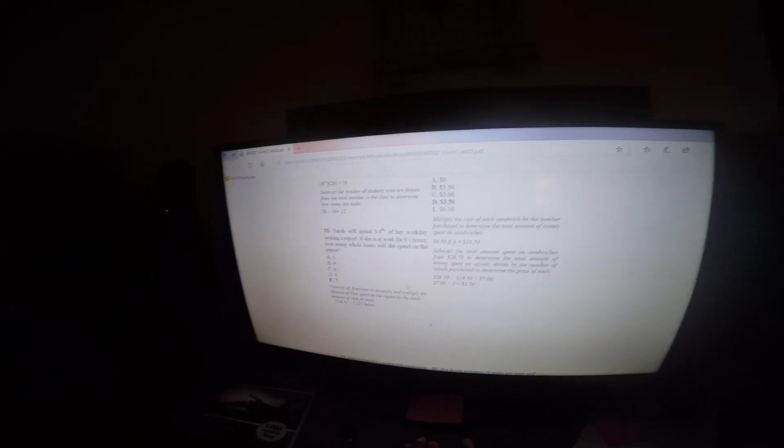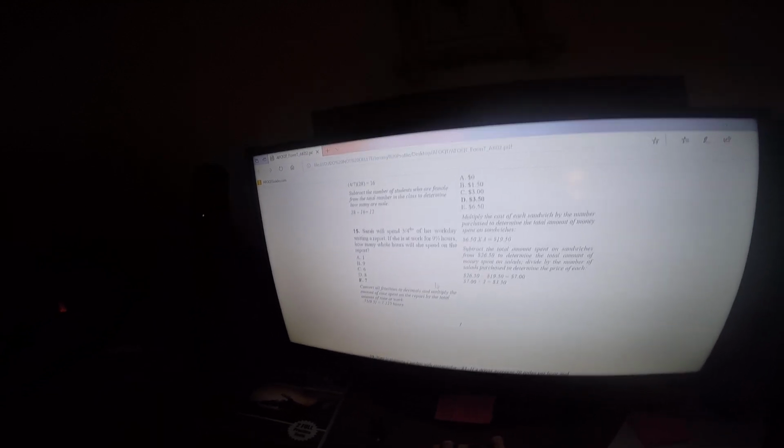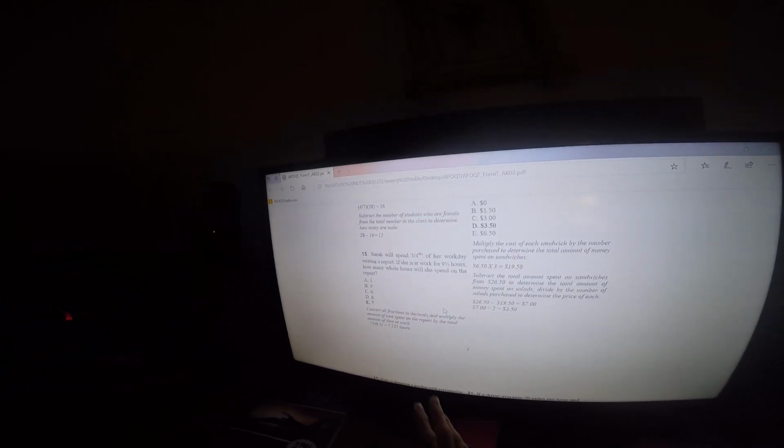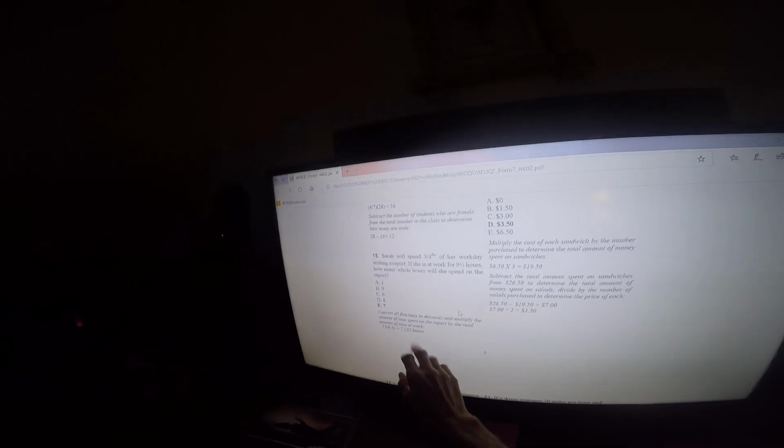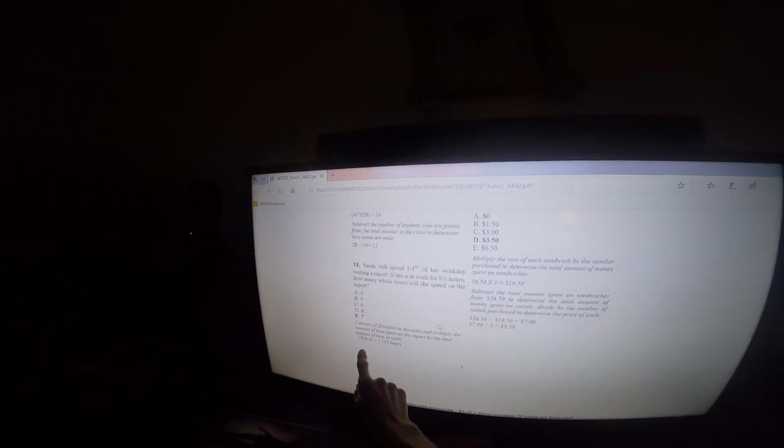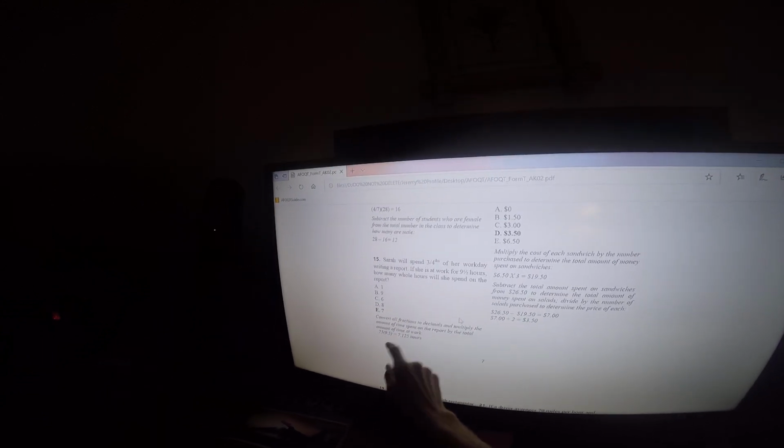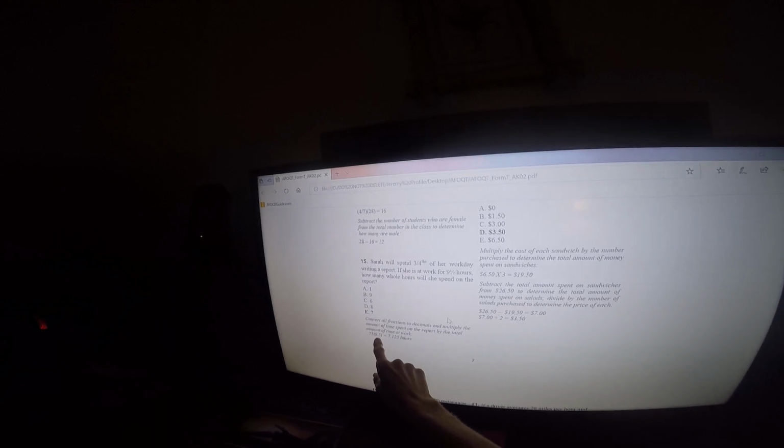7 hours. Convert all fractions to decimal and multiply the amount of time spent on the report by the total amount of time at work. So 75% of her time, 3/4 times 9.5 hours at work equals 7.125 hours. Good. 16. How many quarts are in a gallon?